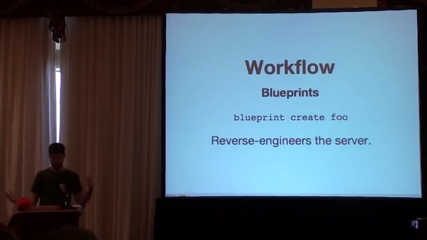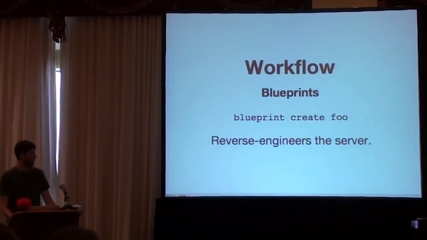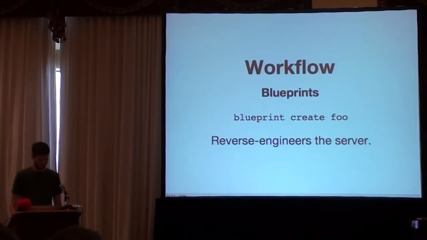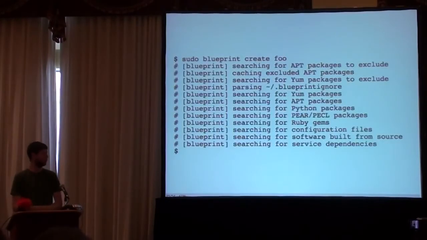So now that you've got a bunch of stuff on your server and it's all installed system-wide, we can create a blueprint. And so you can imagine you might run blueprint create and give it a name. We'll call it foo. This is what kicks off the reverse engineering of the server. This is where the magic happens, I suppose. And it goes through a lot of backends figuring out what to do, and prints a little status along the way. So let's talk about what it does at each of these steps.